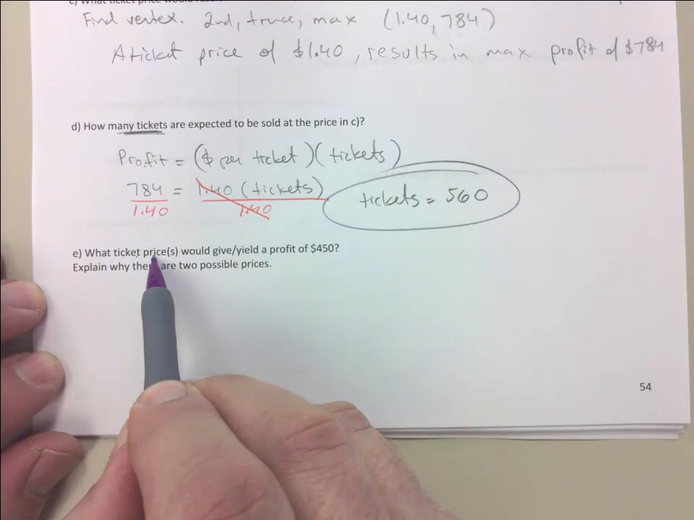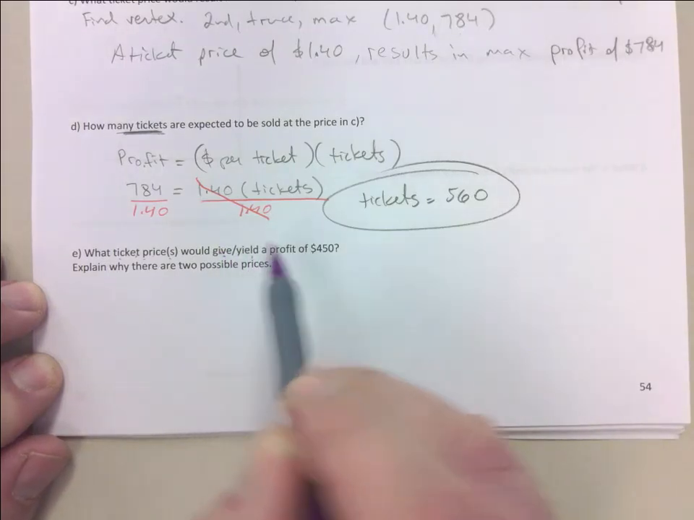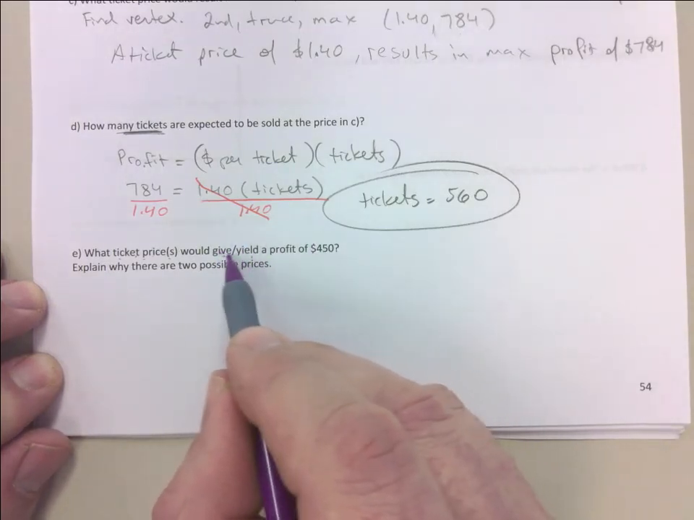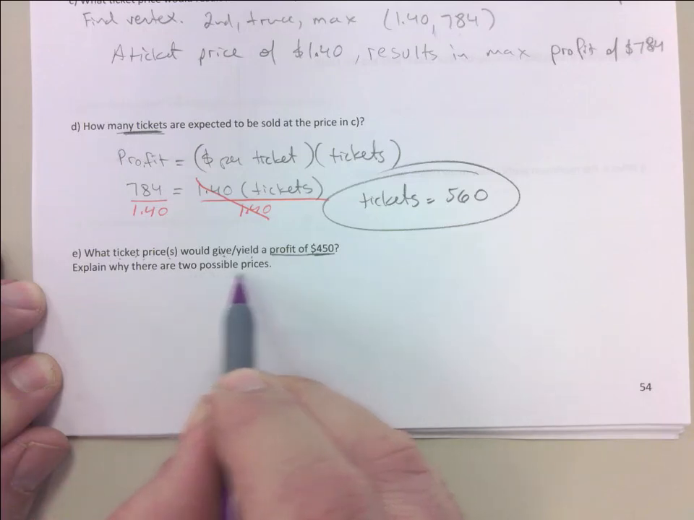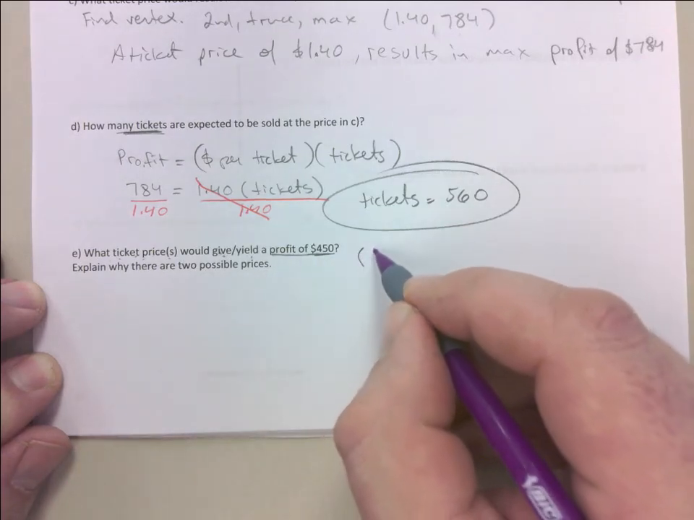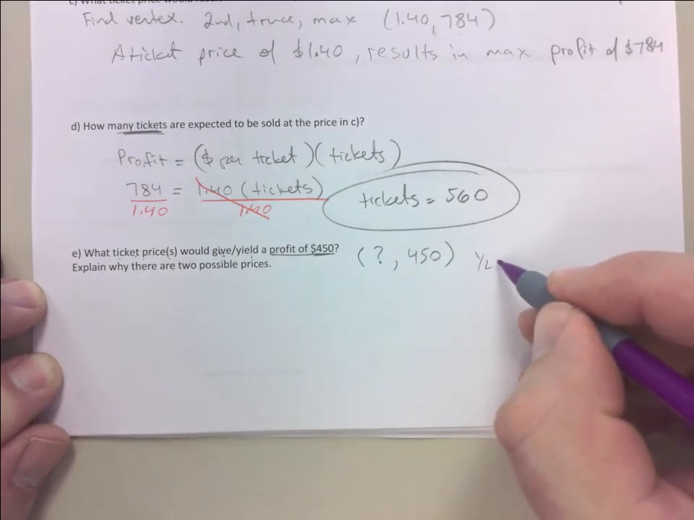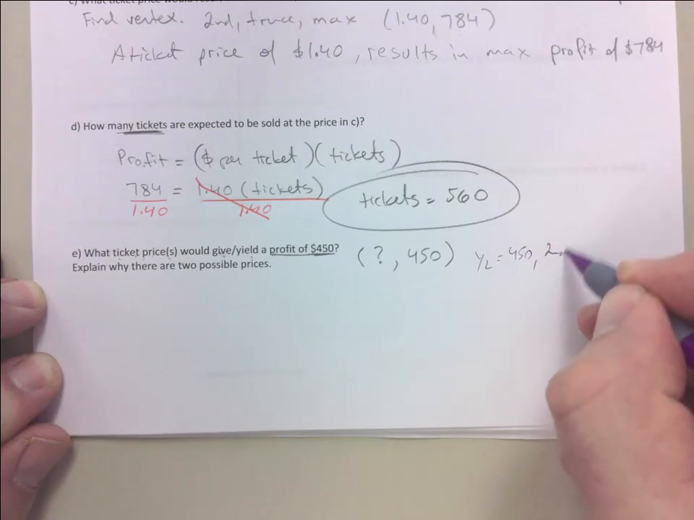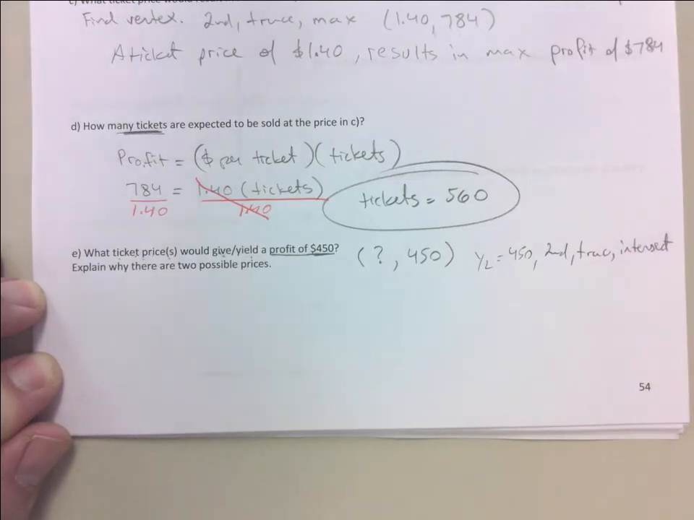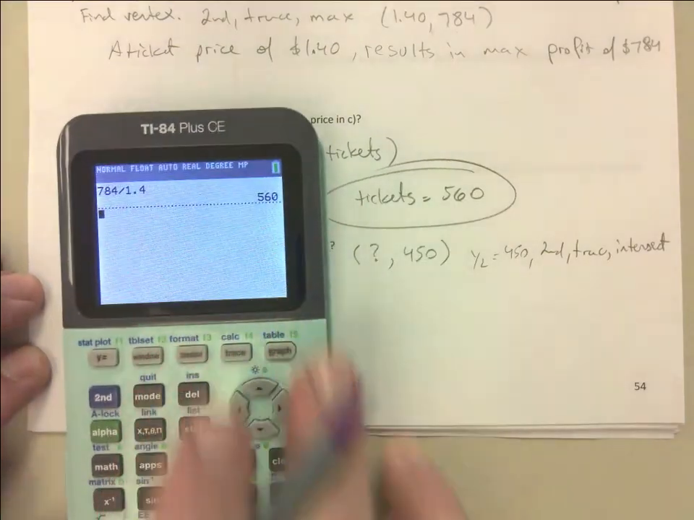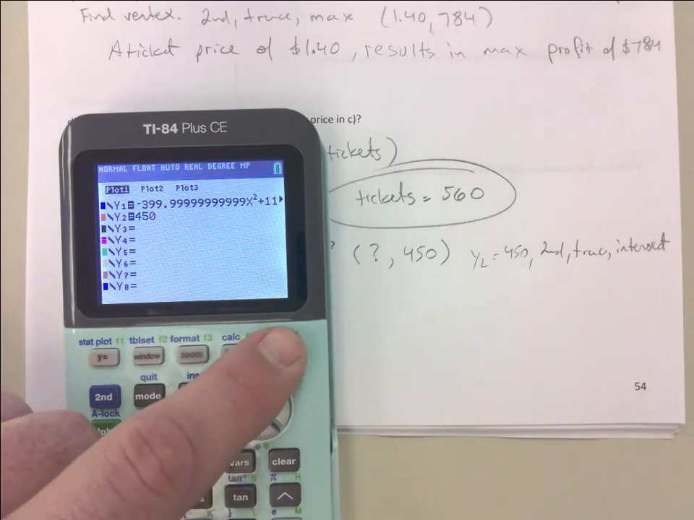What ticket price or what ticket prices would give, or yield, same number, same definition, sorry, means the same thing, a profit of $450. Explain why there are 2 possible prices. So it's basically what ticket price would give us a profit of $450. We let Y2 equal $450, second, trace, intersect. And watch what happens when we do that. 450. Hit graph.